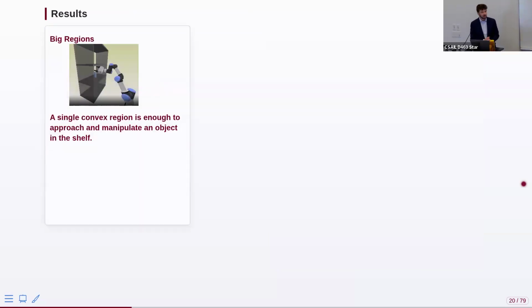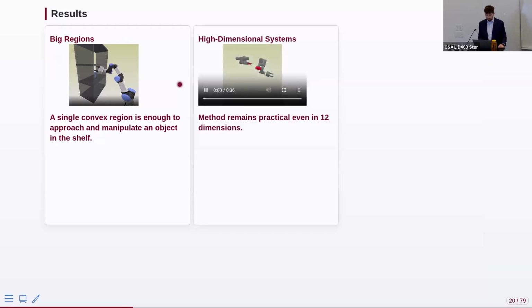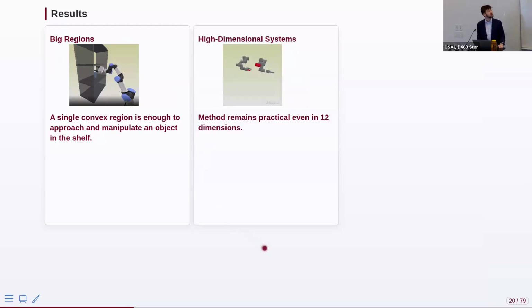And so the first question you might ask is, is a convex region in configuration space even a meaningful thing to look for? And the answer is yes. A single convex region is actually big enough. What I'm showing you here is the robot dancing around just one of the regions. And it's able to approach the object, move around, maybe try a few grasps and pull out, all within a single convex region. Additionally, a lot of people get scared of semi-definite programs because of the scaling, but this method remains practical even for high degree of freedom robots like 12-degree-of-freedom manipulator systems.